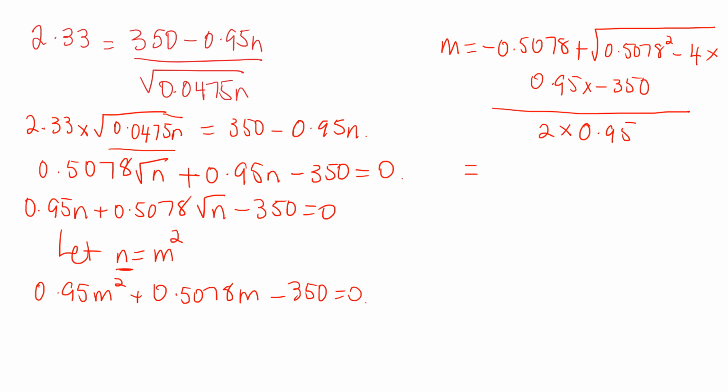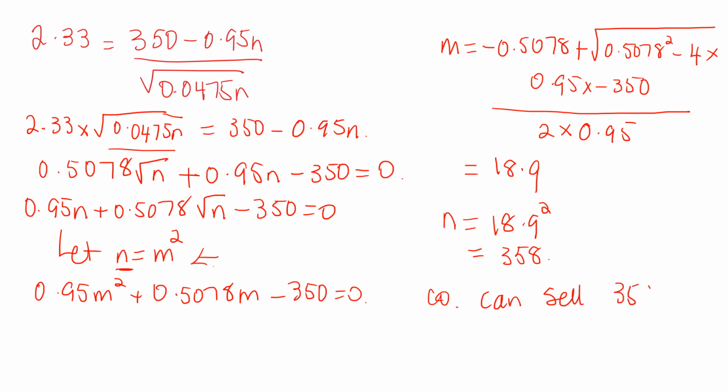negative 0.5078 plus the square root of 0.5078 squared minus 4 times 0.95 times negative 350, all over 2 times 0.95, is equal to 18.9. Now that's not the answer because remember we made this substitution. So m squared is equal to n. So n is equal to 18.9 squared, which is, square it, press equals, 358. So the company can sell 358, this is 358.3, 358 tickets.